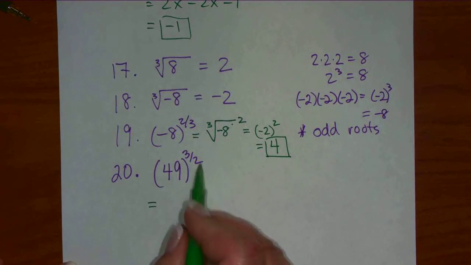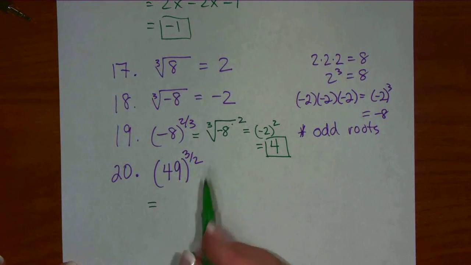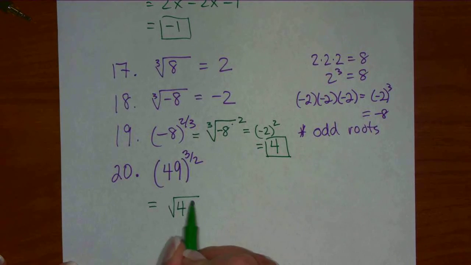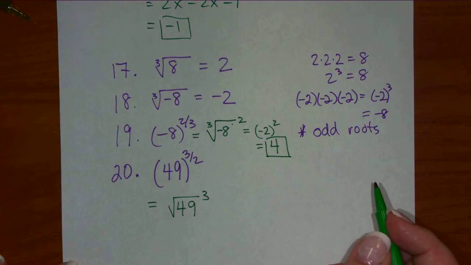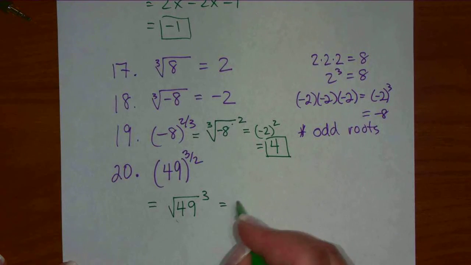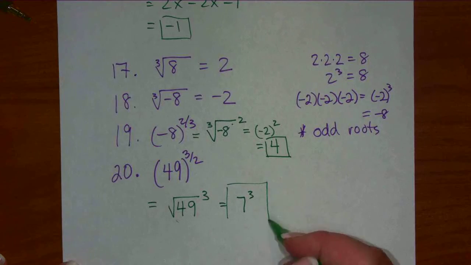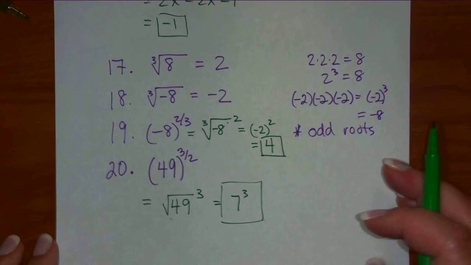This one is it a cube root? Yes. No. Oh, no. See, the number on the bottom is the root, so this is the square root of 49 cubed. Square root of 49 is 7, and 7 cubed I don't know, so I would leave the answer like that. Although you could write it.